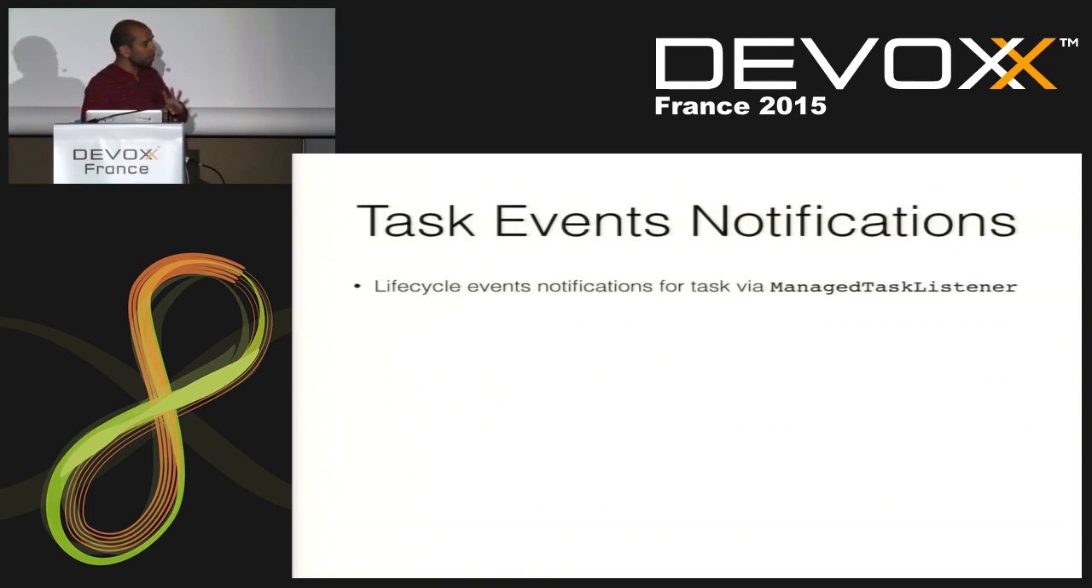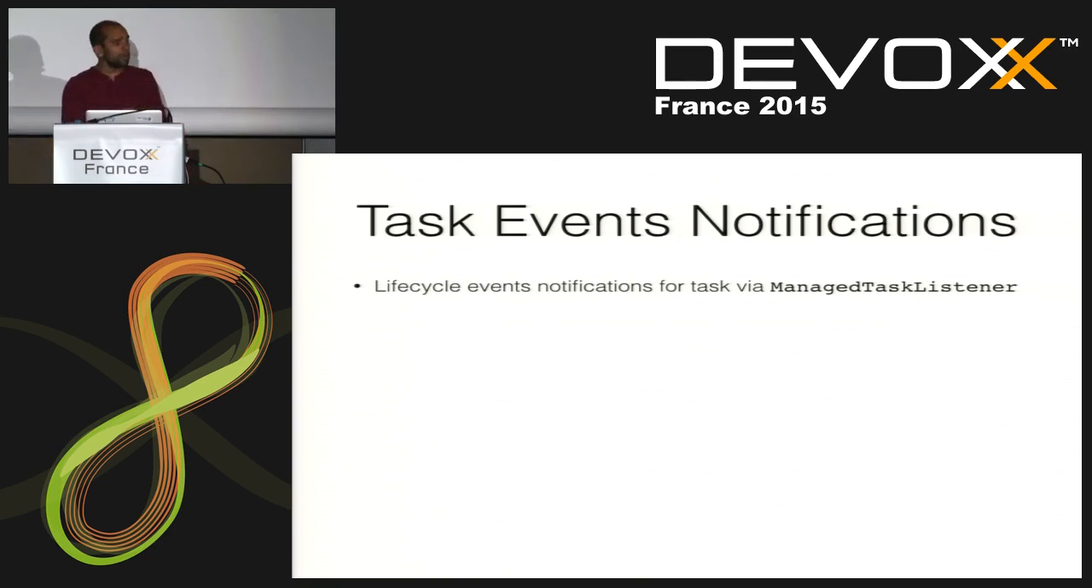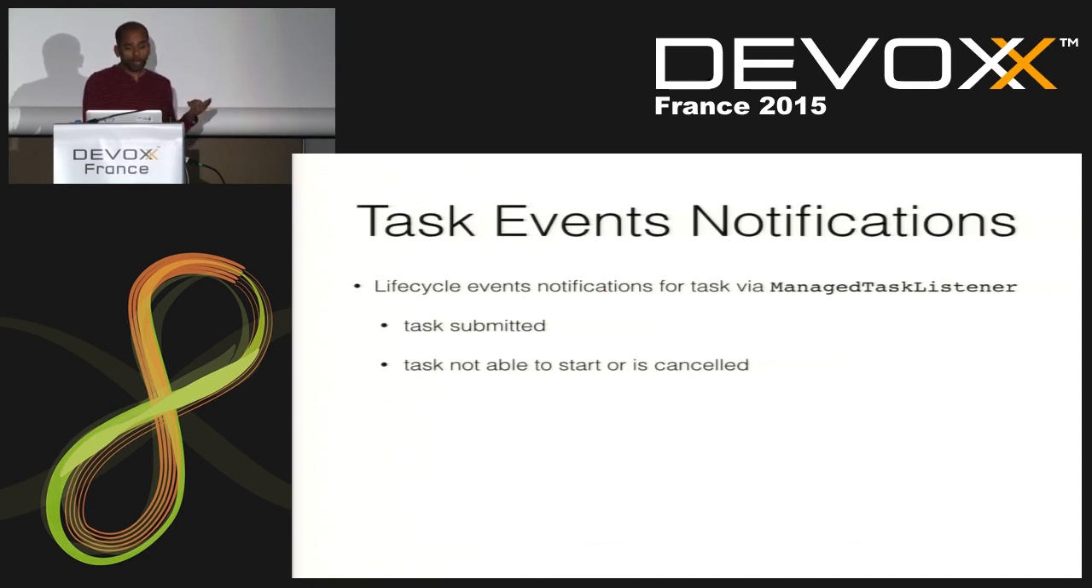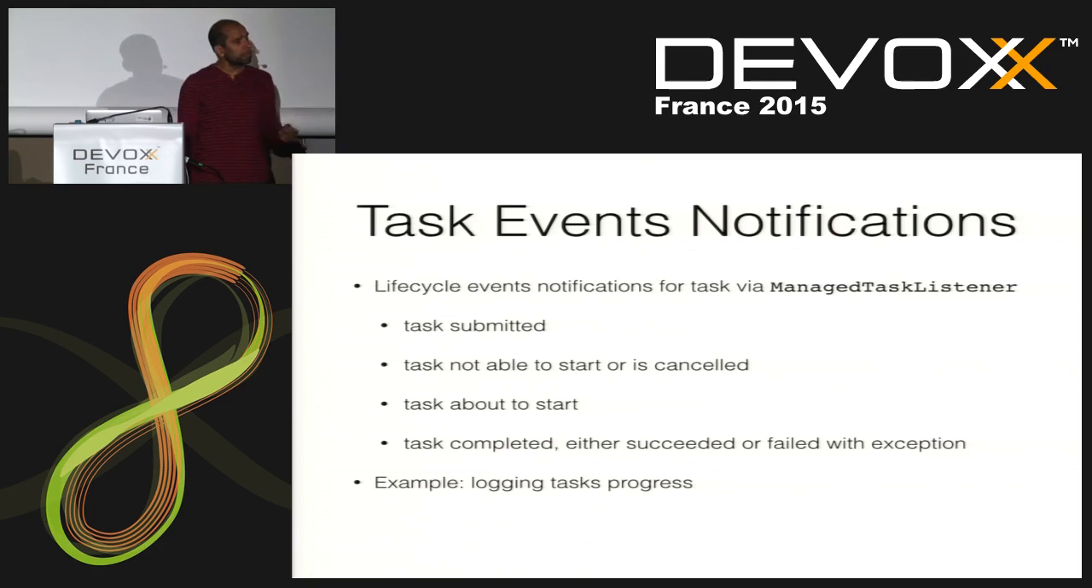Another important part to understand, we talked about all the 4 managed objects. Important concept to understand is how we get notifications, because now these tasks are submitted and run by the container. I want to do some monitoring, which was one of the missing pieces we talked about in the beginning of the talk. So there are lifecycle event notifications that are available to you via managed task listener. You can get notifications when the task was submitted, was not able to start or was canceled, is about to start, completed, succeeded, or failed with an exception. This is basically a simple interface with a bunch of callback methods. You can implement those methods and then you get notification. In those method implementations, you can either send an email, generate an alert, or do whatever you need to do.